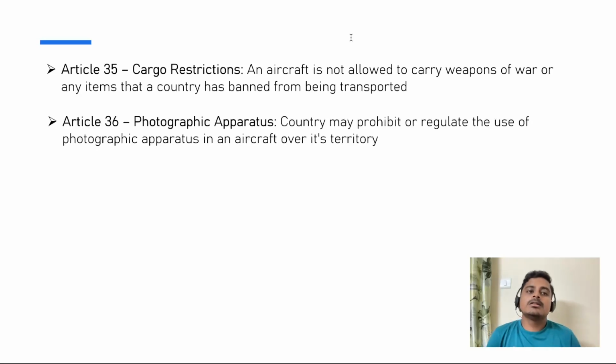Article 36, photographic apparatus. Any participating country may prohibit or regulate the use of photographic apparatus in an aircraft over its territory. So they can put specific rules and restrictions on photography from an aircraft, right? They can prohibit photography in a particular area of their territory, specifically the military areas or any such area, can be prohibited by the participating country.